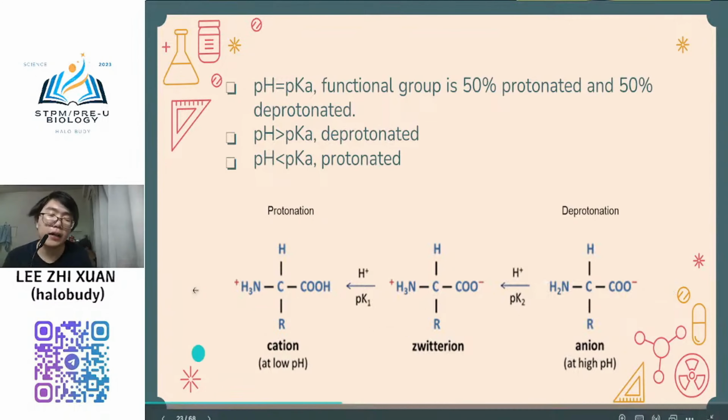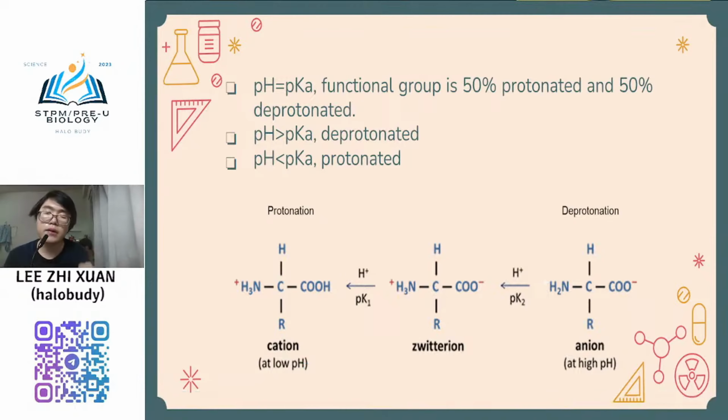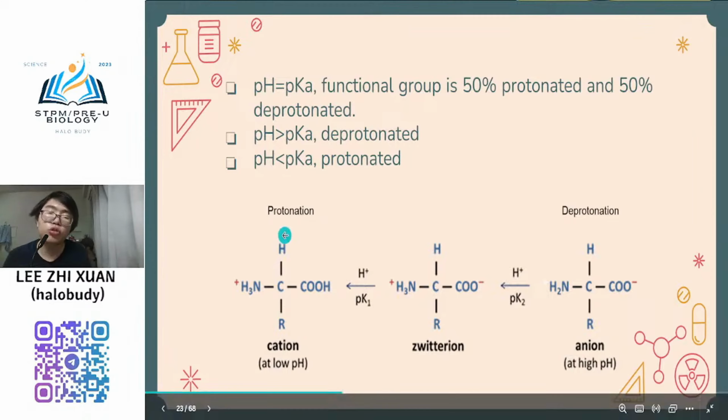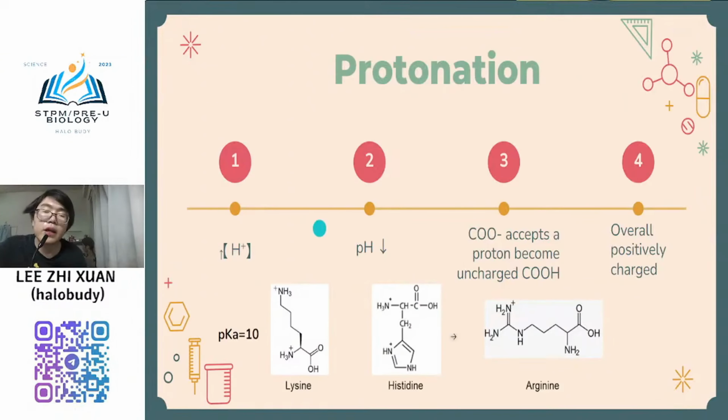And if your surrounding is highly acidic, meaning the initial pH value is very low, then protonation only happens. COOH is still maintained. The hydrogen ion will not be released, but your amino group still accepts the hydrogen. That is why we call it protonation. Deprotonation is the release of a hydrogen ion. So this is the concept of equilibrium that you will learn later in chemistry. Okay, so this is protonation.